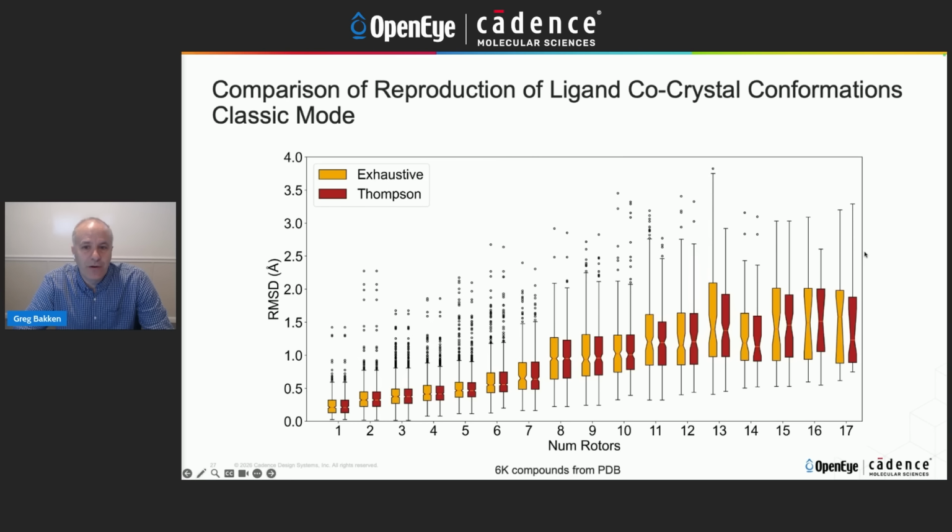But the other thing we see very quickly is that exhaustive sampling and Thompson sampling ensembles are behaving very, very similarly. And so, again, this is reassuring. This is telling us that we're generating ensembles with Thompson sampling that are very much equivalent to what we were getting from exhaustive sampling.